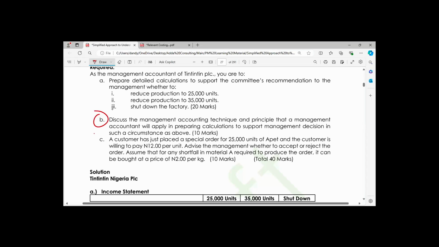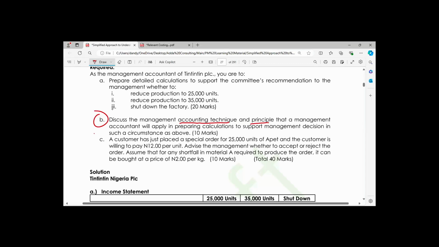Then the second part, because there are two parts to this particular requirement: the examiner is asking for the management accounting technique and, at the same time, the principle. What are the principles? In your own calculation, what principle have you applied? We have applied the relevant costing principle. Remember, relevant costing is not a technique, rather it is a principle. So under the principle, for you to answer this, what you're supposed to say is that the principle that can be applied in such a circumstance is relevant costing for decision making.